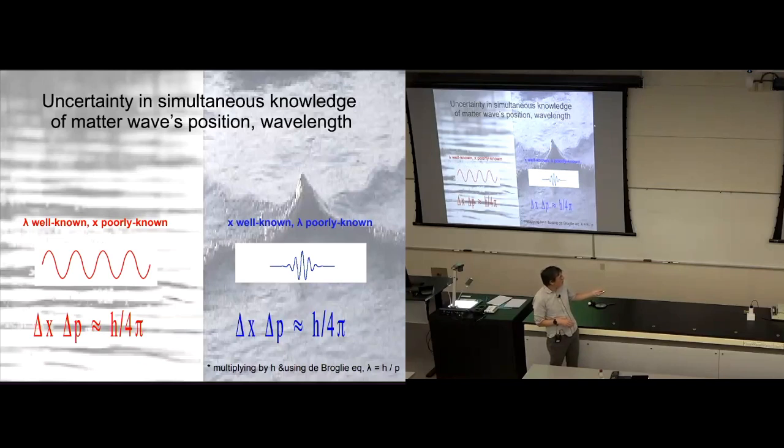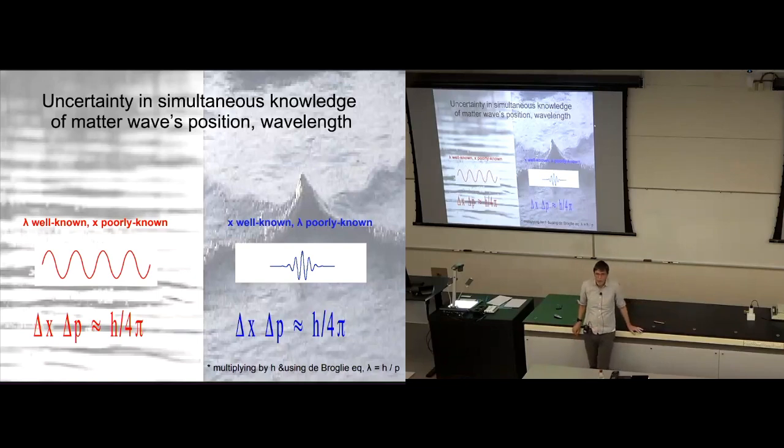It says that if you know the momentum well, that's this case here, where we know the wavelength well, then you'll know the position poorly. And the product of your uncertainties in the position and momentum will be of order of Planck's constant divided by 4 pi. If you know the position well, that's what this case is, then you're going to know the momentum poorly, such that it is in accord with this relationship here, where the uncertainty in the position and momentum of the particle is order Planck's constant over 4 pi. And so this is the uncertainty principle.